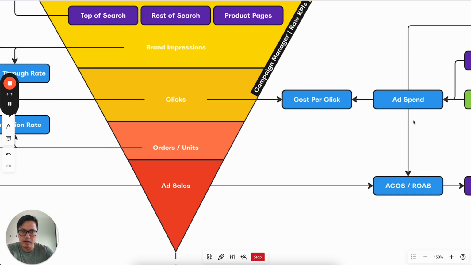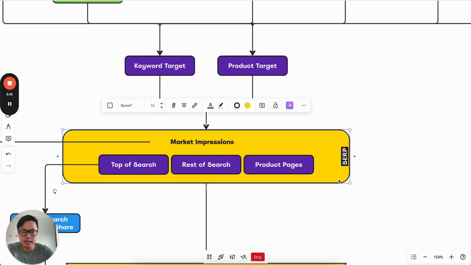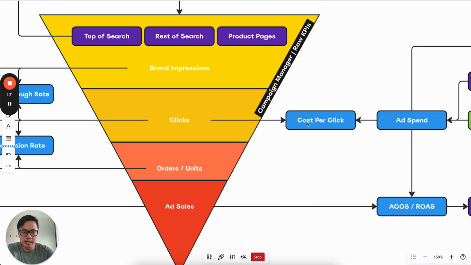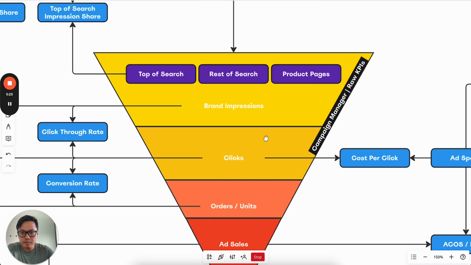The only thing we're missing here is ad spend, but that just happens at the click level, where, depending on what you bid at these levels, will determine and calculate your ad spend.